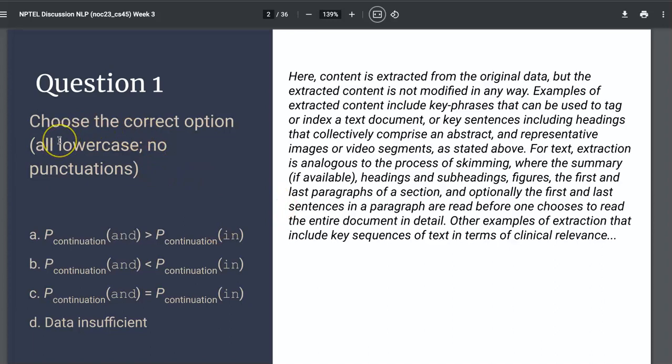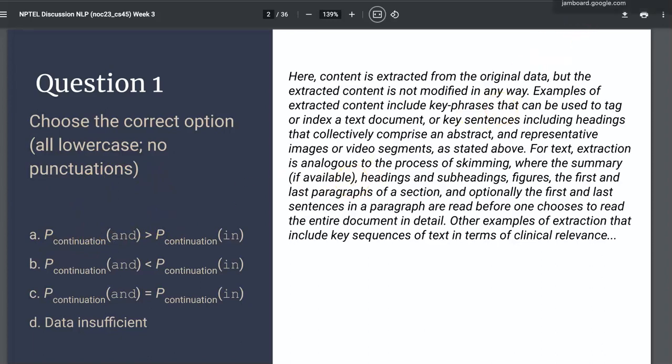They assume two things: you can just ignore the lower cases and punctuations. This is the assumption, and we will see later why they made such an assumption. Before going to the problem solving stage, let's recap what this continuation probability is.